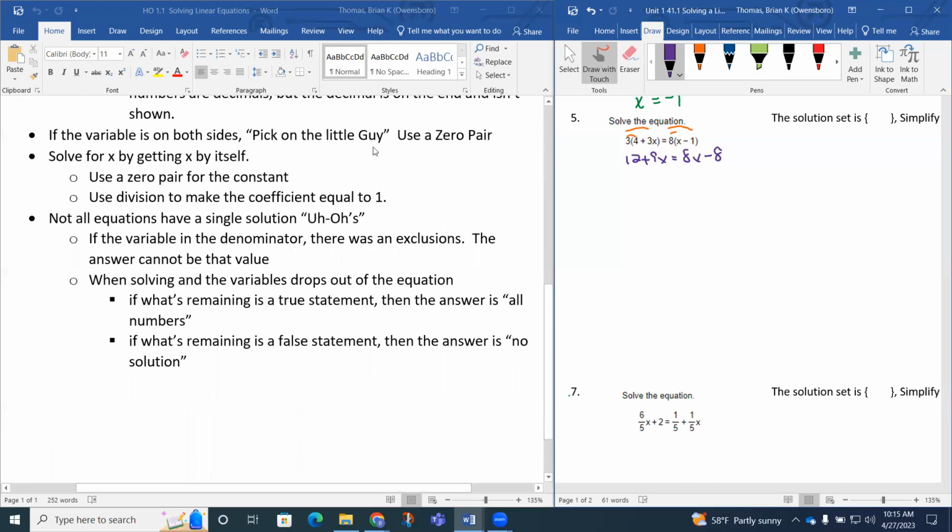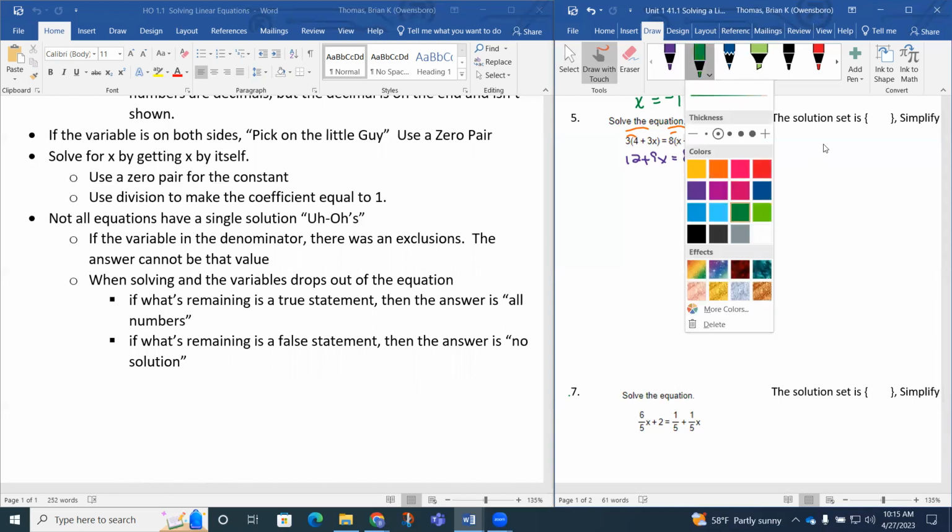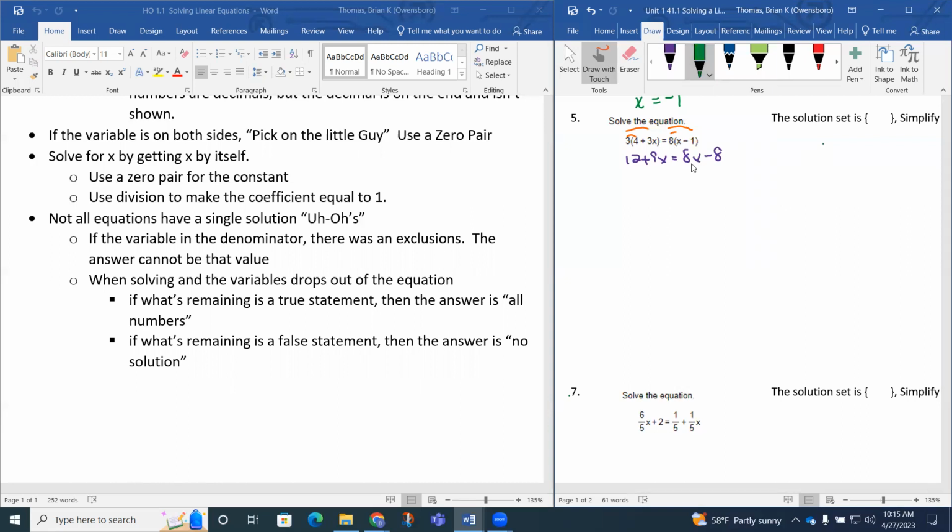So this brings us down to this next step, which is if the variable is on both sides, pick on the little guy. Use a zero pair. So if you look at this problem, notice how there's a 9x here and an 8x over here on this other side. So there is a variable on each side of the equation. Picking on the little guy, I would consider the 8x to be the little guy. And again, it doesn't really matter who you call the little guy. Technically, it doesn't matter. But for me, 8x is the little guy. And so I want to zero it out by using its opposite. So I'm going to put a -8x there, as long as I put a -8x on the other side to keep the equations equivalent, balanced.